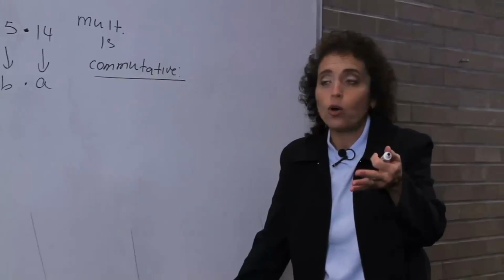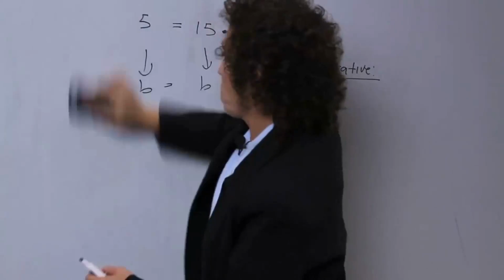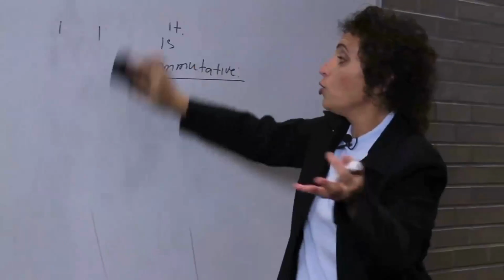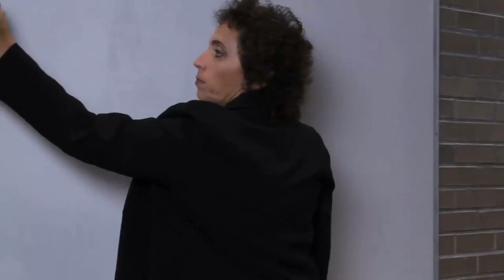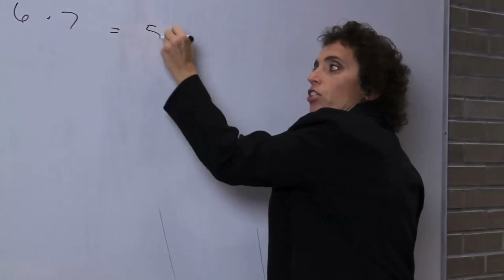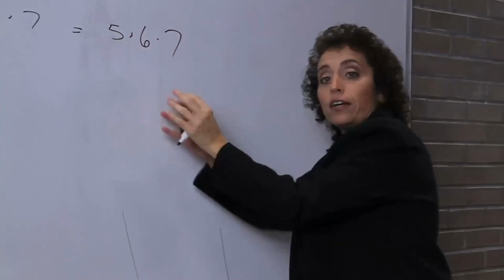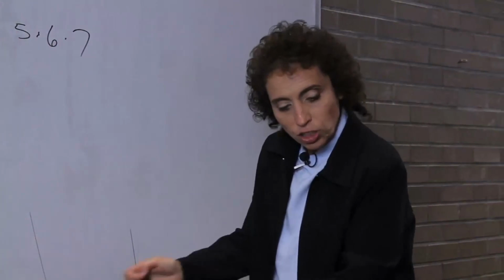Now let's deal with the whole idea of associative property. Associative property means your order stays the same, but your grouping, who you associate with, changes. So let's take a look at whether or not it's associative. Let's take a look at 5, 6, 7. Let's not change the order at all. And let's do 5, 6, 7 equals 5, 6, 7. So we didn't change the order, but now let's change the grouping.